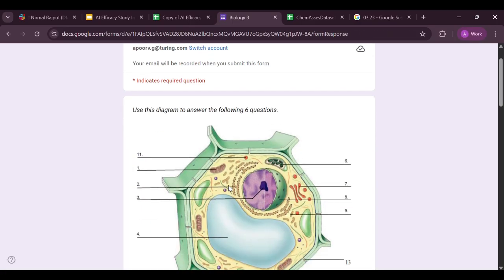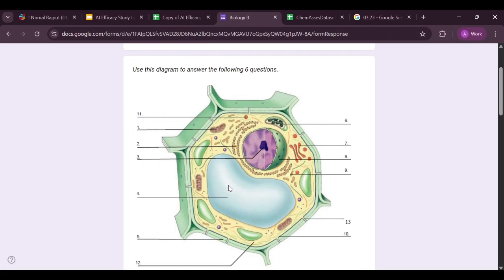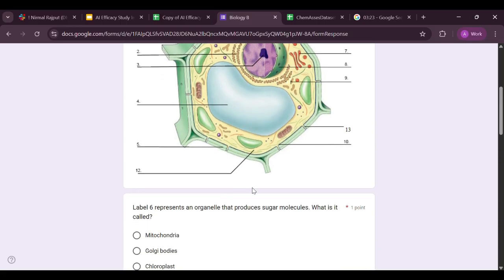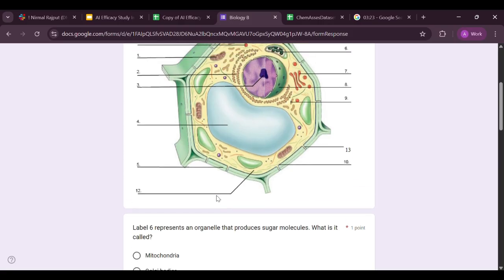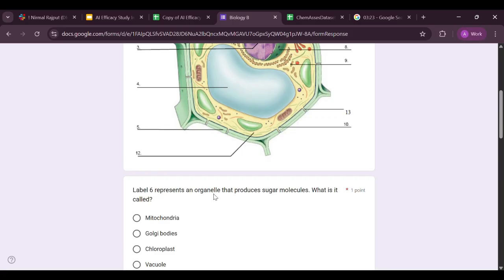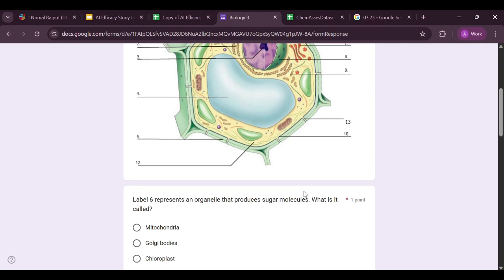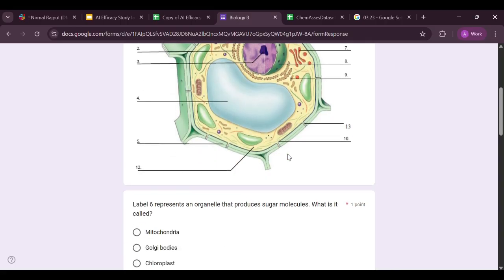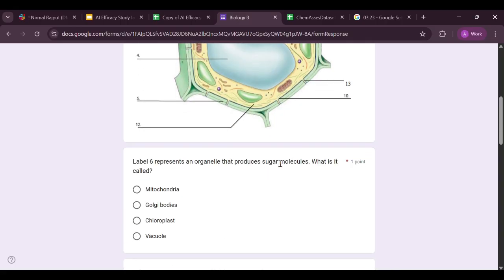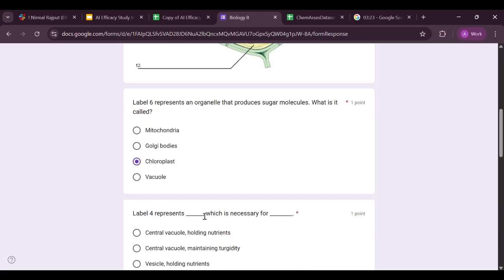So here is our image, which is of a plant cell. Let's check whether I am able to give answers correctly or not. The first question asks: the component of a plant cell labeled as 6 represents an organelle that produces sugar molecules, which is called... I somehow know that sugar molecules are produced by chloroplast, so without wasting any time I will go with that.